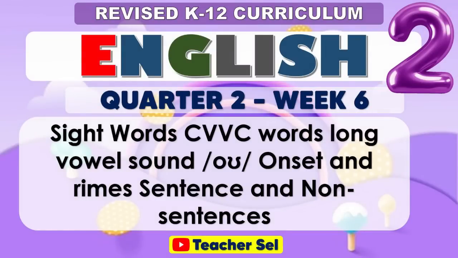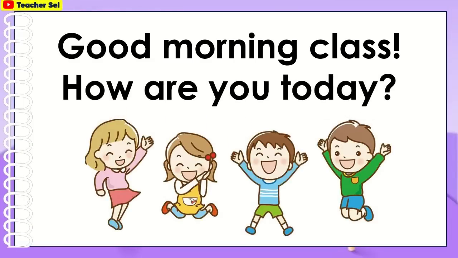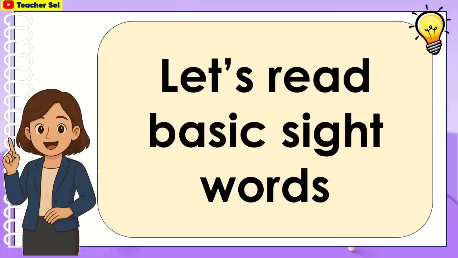Revised K-12 Curriculum English 2, Quarter 2, Week 6. Our topic is all about sight words, CVVC words, long vowel sound O, onset and rhymes, sentence and non-sentences. Good morning, class. How are you today? Let's read basic sight words.